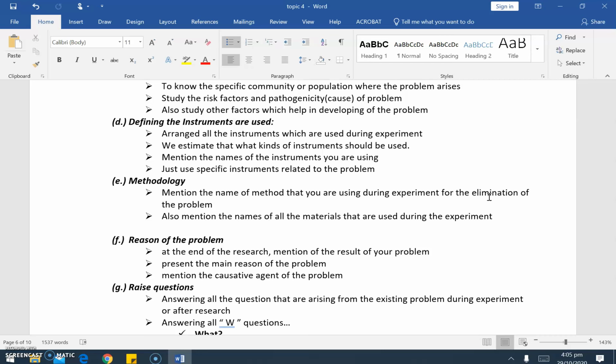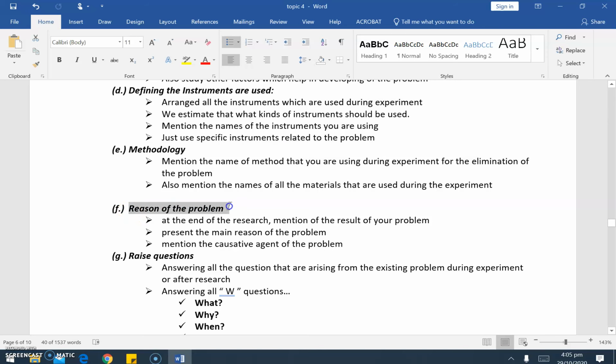Again, you already know what the problem is, its root, its very source, and the contributing factors that add to the problem. So now we look for a solution, we look for a method through experiments. In conducting the experiment, you have the methods. So what are the approaches that you took to solve the problem? Then also mention the names of all materials that are used during the experiment, the same as in defining the instruments used.